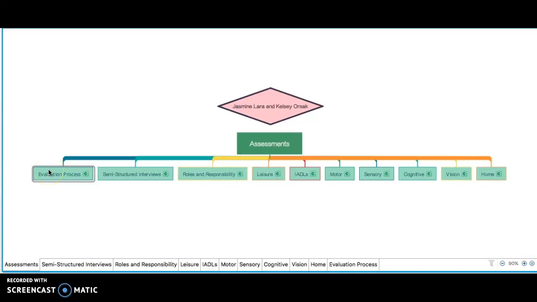Kelsey. And I'm Jasmine. And we are going to be looking at concept maps we have created this past semester. This is our homepage for our portfolio. We have divided the concept maps into different categories based on what the assessment measures.